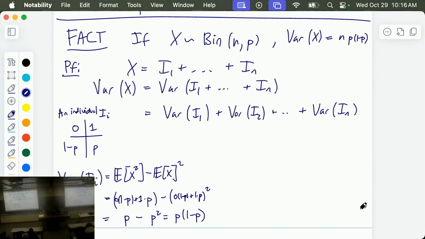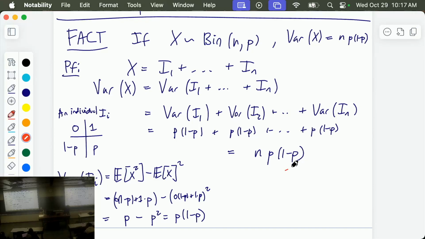This is very similar to what we did before. Before p was a half, and we had a half times 1 minus a half. Now it's p times 1 minus p. In any case, you're adding up the same number a bunch of times: p times 1 minus p, plus p times 1 minus p, plus dot dot dot, plus p times 1 minus p. And this is n times p times 1 minus p, which is the variance that we wanted.